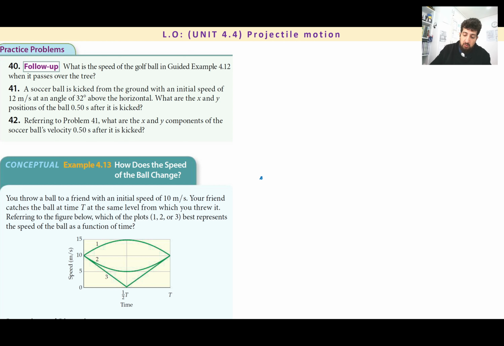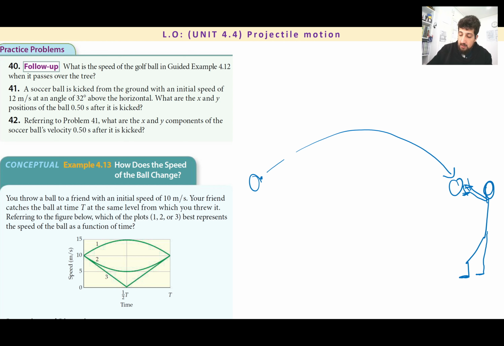So I threw the ball, here's the ball, and my friend catches it at the same level. His hands were out here, and that's a very amazing drawing, Mr. Hussein, amazing drawing. And that's how I threw the ball. I threw the ball at him and he caught the ball.